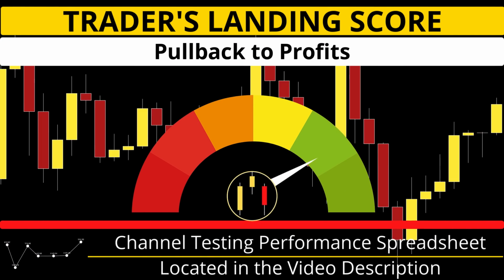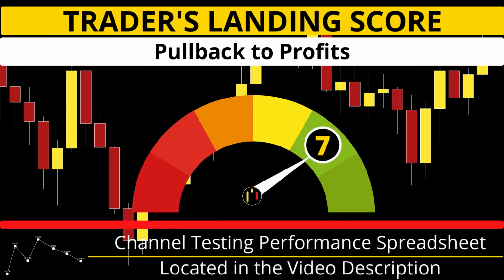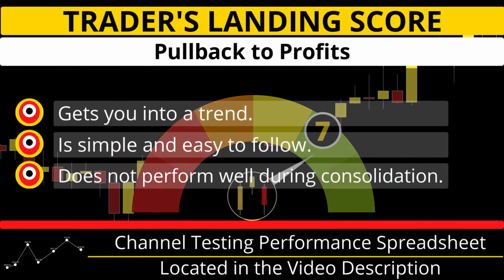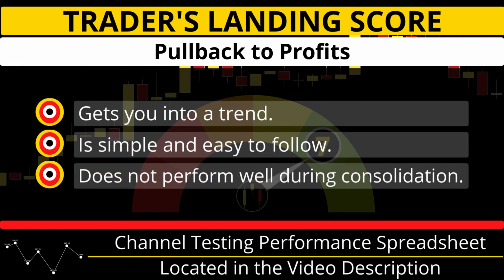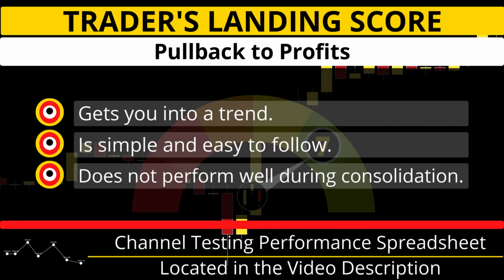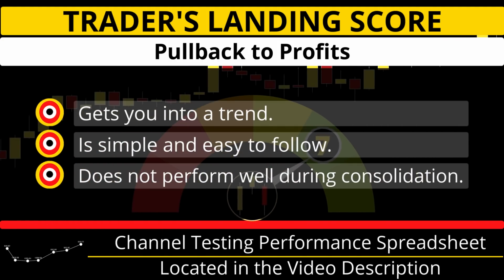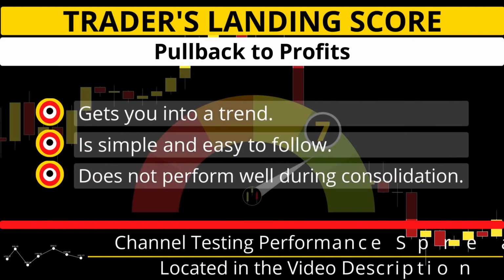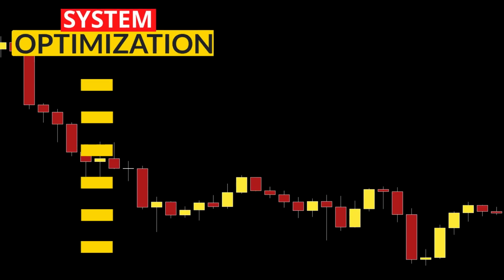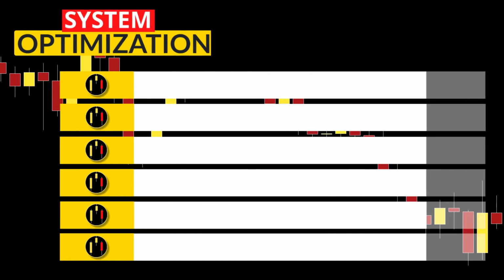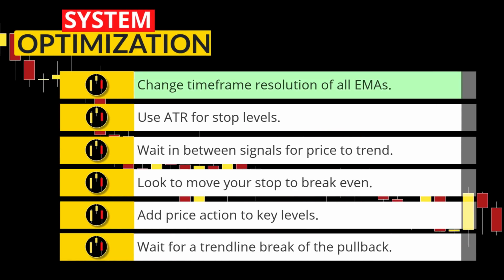I give this system a Trader's Landing score of 7. Because while this system gets you into a trend in a very clear and simple way, these results could be extremely misleading because of higher timeframe market conditions. Remember, the enemy of great is good. I have 6 ideas on how we can improve this system.